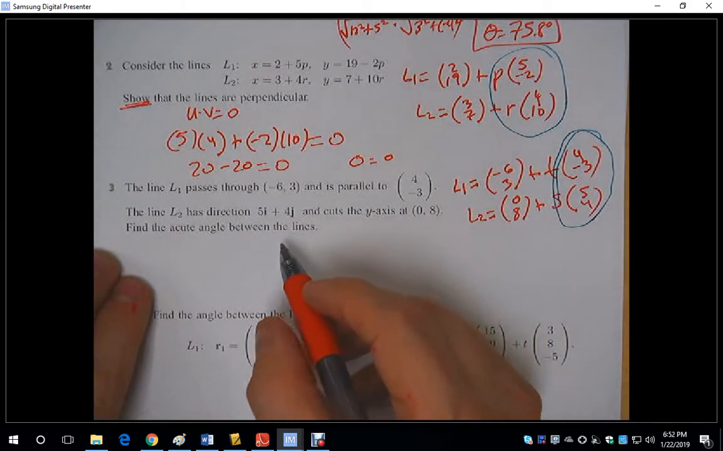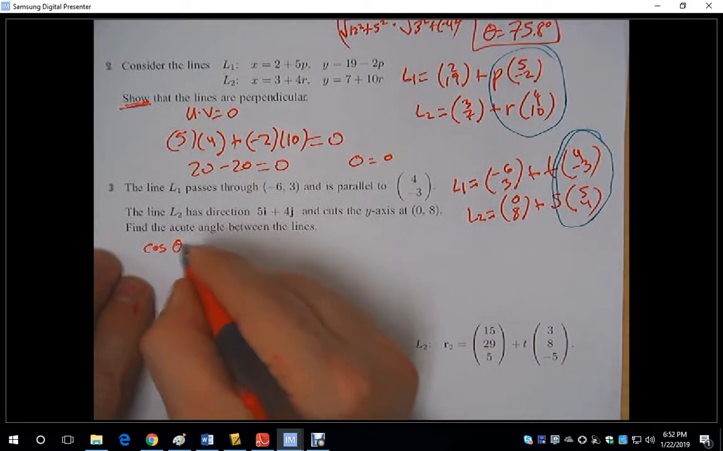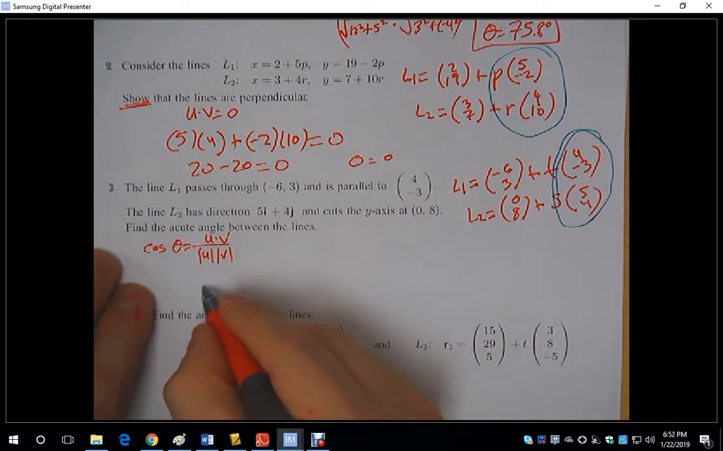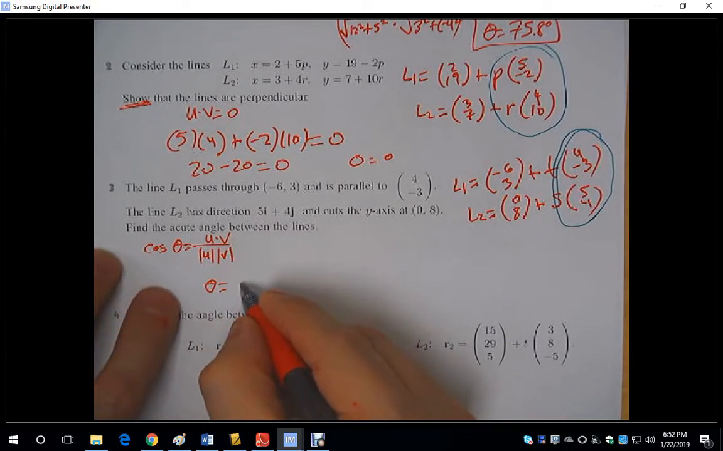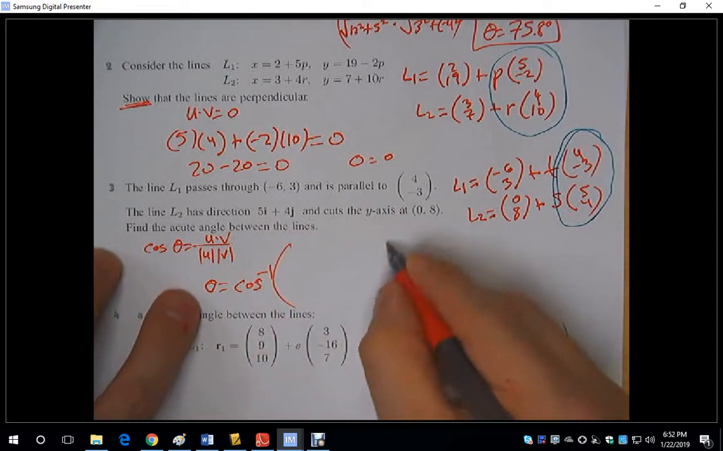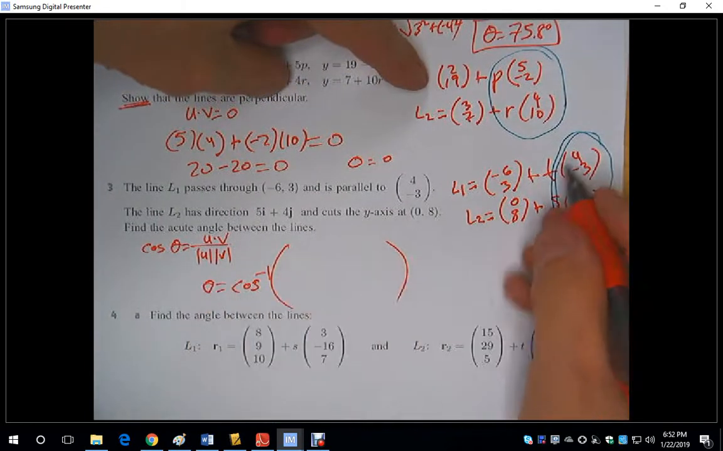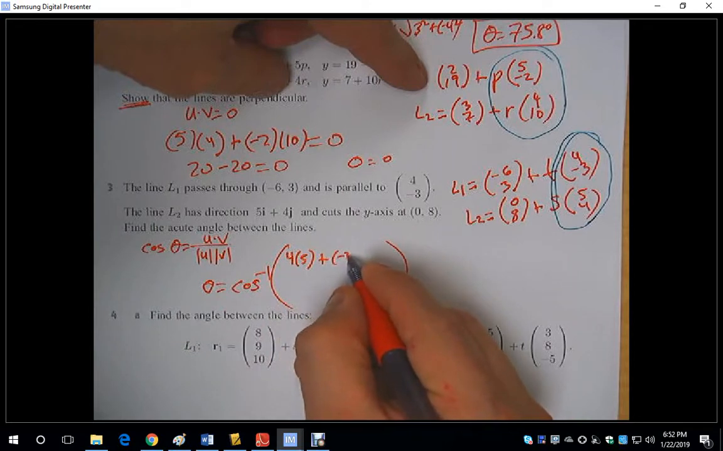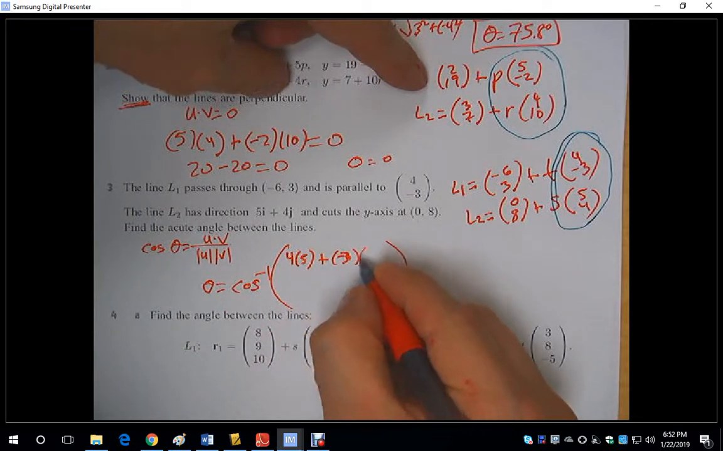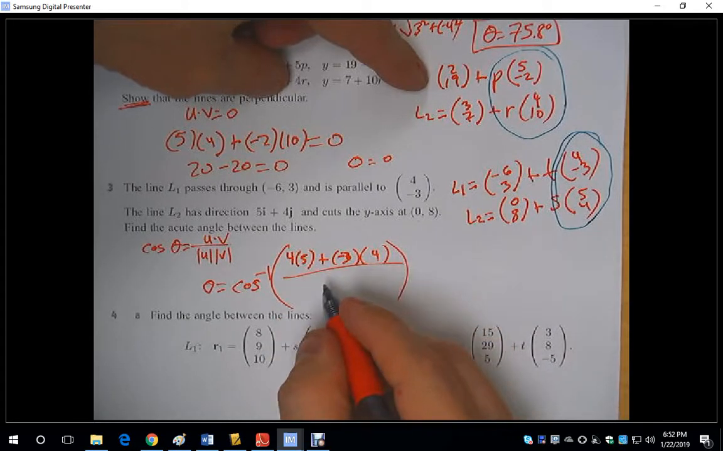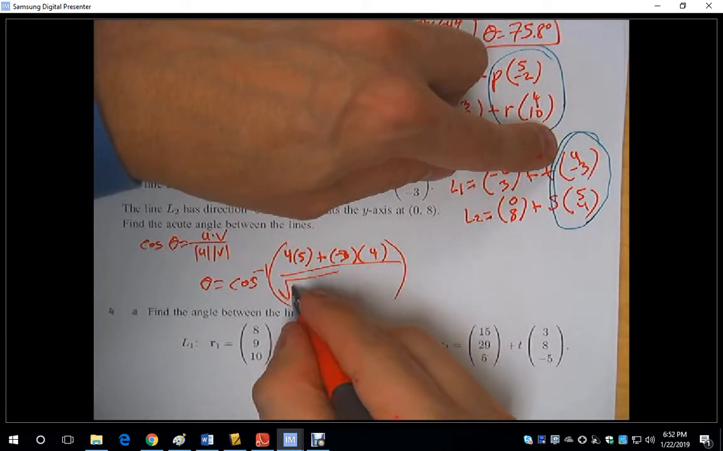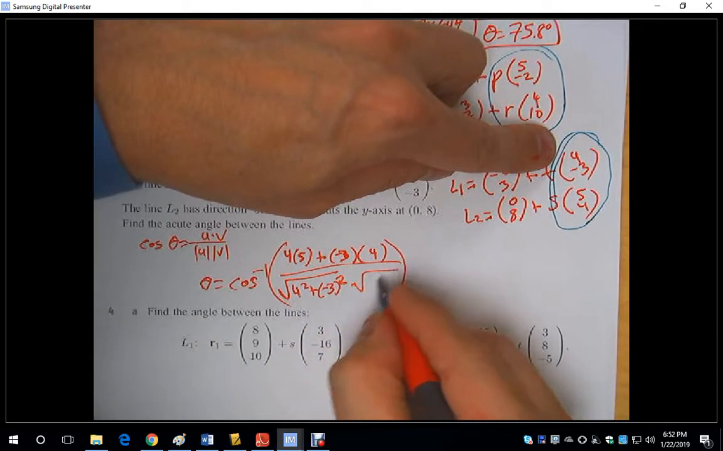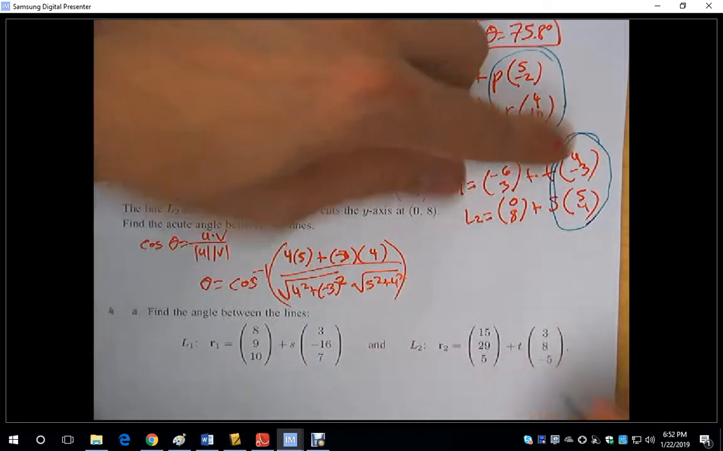So I'm going to use cosine theta equals u dot v over the magnitude of u times the magnitude of v. Find the inverse of cosine, so theta equals the inverse of cosine of the dot product between u and v, so that would be 4 times 5 plus negative 3 times 4, over the magnitude of each of the vectors, so the square root of 4 squared plus negative 3 squared, times the square root of 5 squared plus 4 squared.